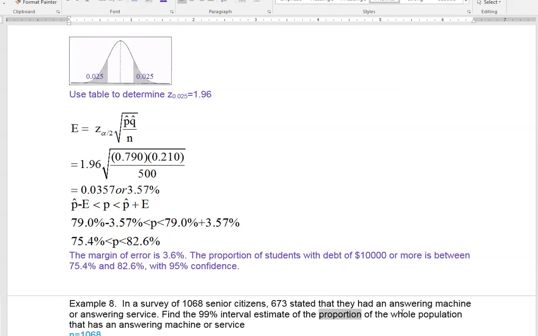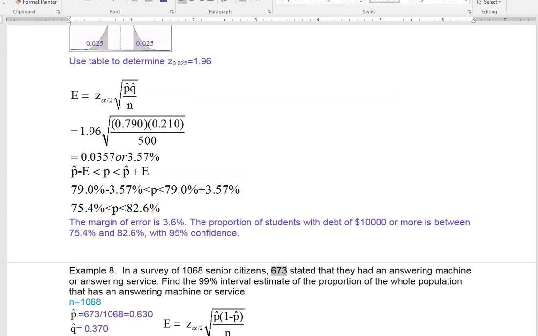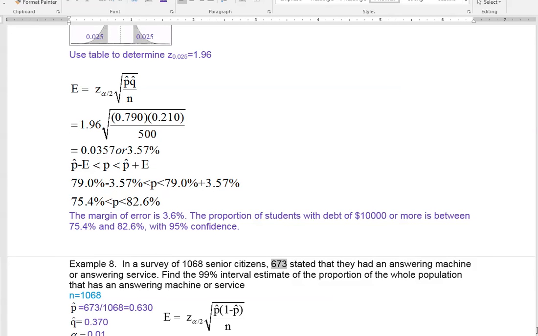Again, we've got to find those values. So our N, 1068, our X, 673. We can use those to find our P hat, 673 divided by 1068. Works out to 0.63. Q hat, remember, is always 1 minus P, so 1 minus 0.63 works out to 0.37.